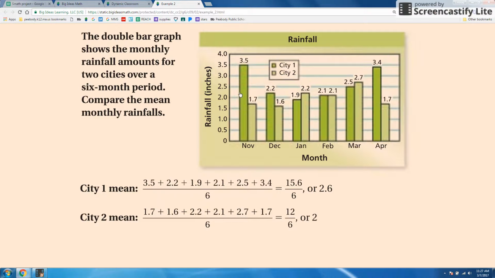City 2, same thing, only they're adding all of the bars that are light green. So 1.7, 1.6, 2.2, 2.1, 2.7, 1.7. Line them all up, add like normal, bring the decimal point straight down. And they did that. They actually got 12.0. So they just made it a 12 because it's the same thing. They're dividing it by 6 because there's 6 different numbers they added, and they got an average of 2. So what this tells us is if this is reporting how much rainfall these 2 different cities got, then city 1 on average gets more rainfall because their average is higher than city 2.